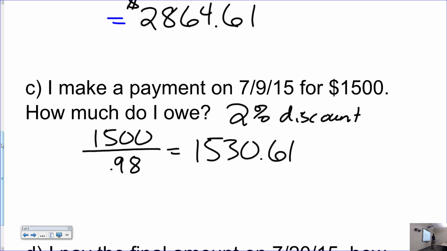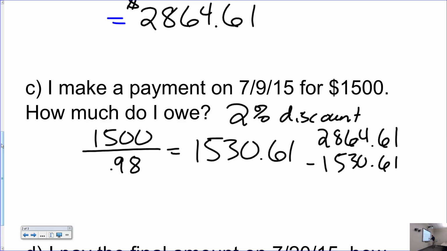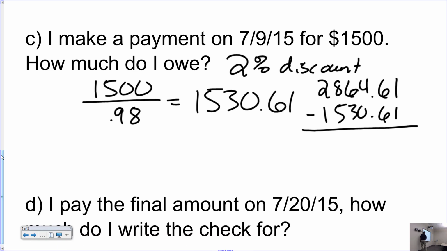So grab that net price, 2864.61, minus 1530.61. Hey, isn't that nice? No more pennies. Whenever you can get rid of pennies, life is good. So what are we down to? 1334? Mhm.